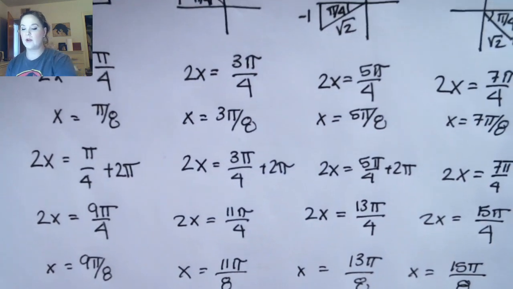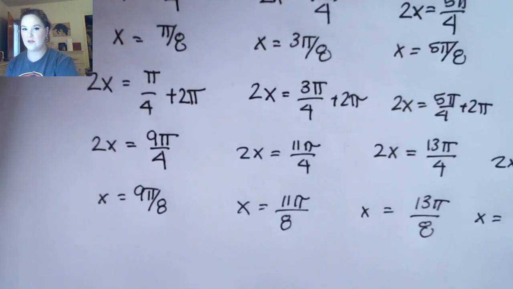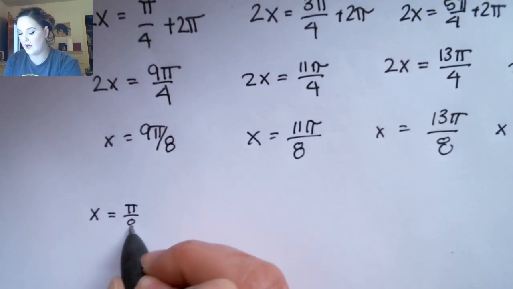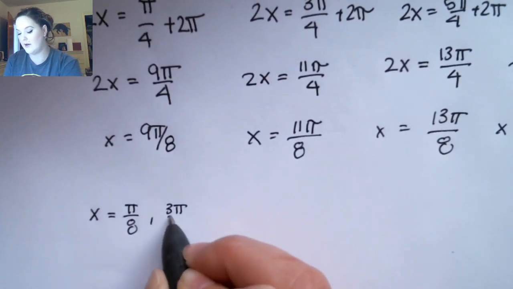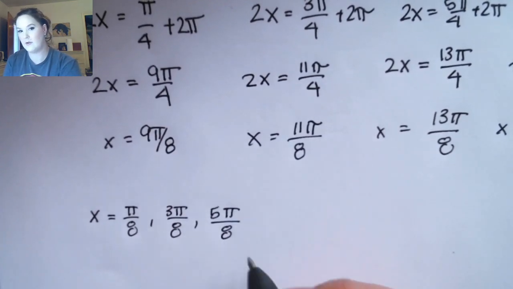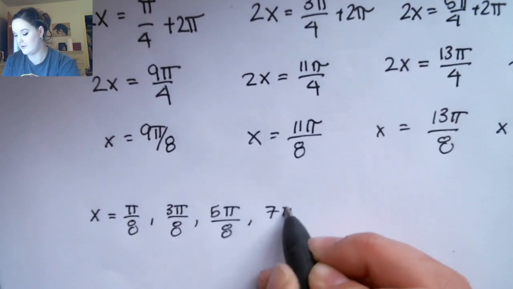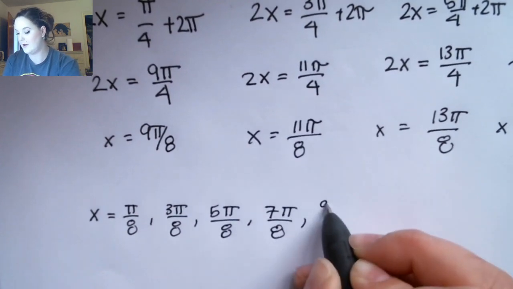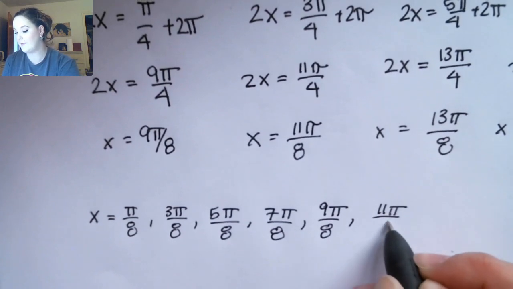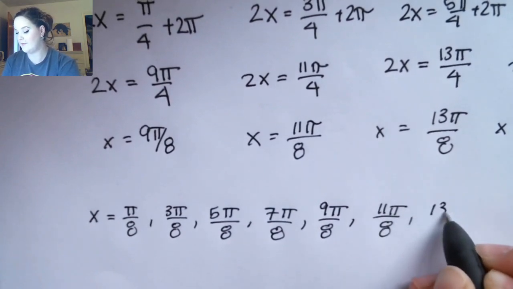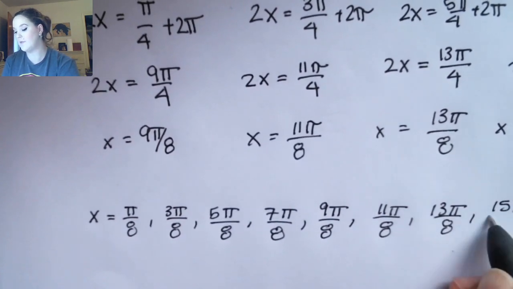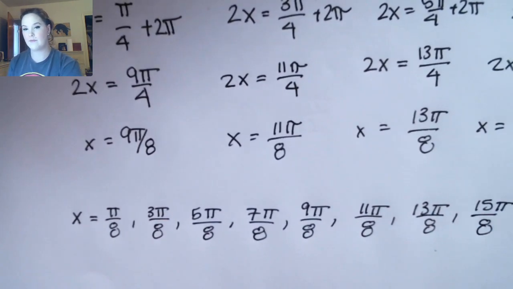So if you wanted to organize your solutions, certainly you could just circle them, or you could list them all at the end. Pi over 8, 3 pi over 8, 5, 7, 9, 11, 13, and 15 (all over 8). Okay.